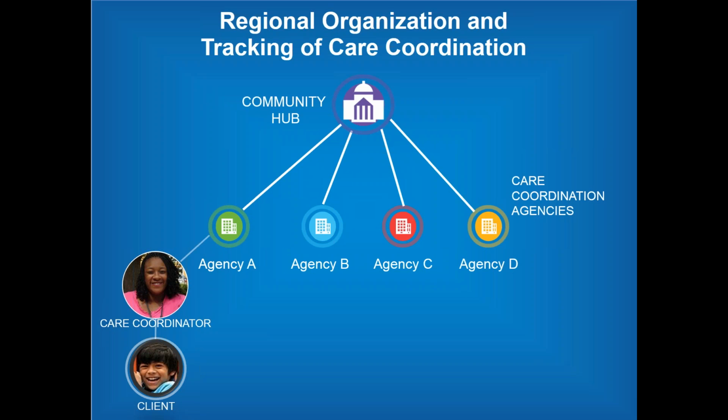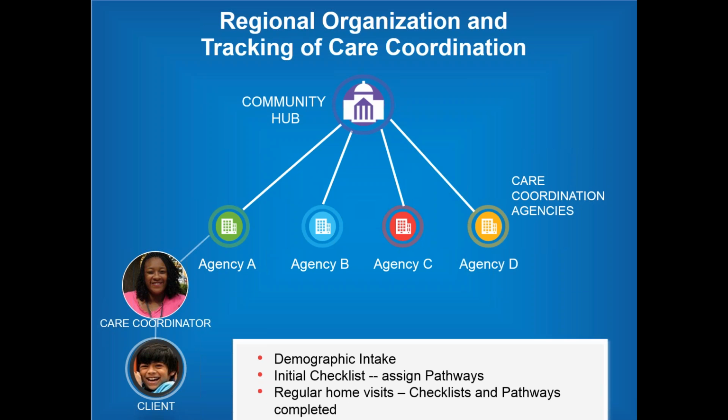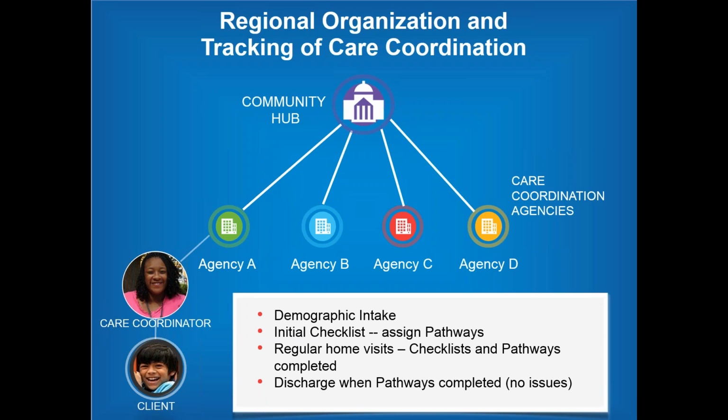If the community health worker finds that Marcus and his family have not been found for care coordination yet, then she would do the standardized demographic intake. She would do the initial checklist, which is the comprehensive risk assessment. From that checklist, she would assign pathways. She would do regular home visits and work through the pathways to get to the outcomes. And when all pathways are closed, then Marcus and his family would be discharged from the hub.